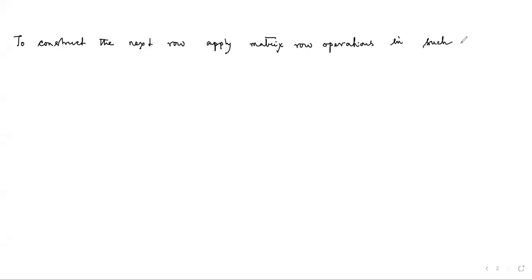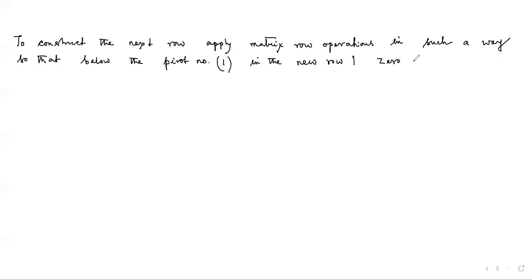To construct the next row, apply matrix row operations in such a way so that below the pivot number 1 in the new row 1, 0 appears.